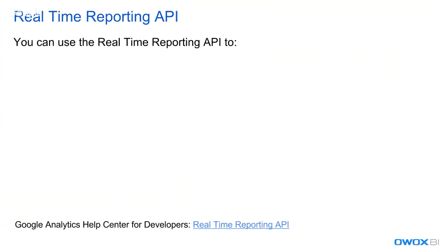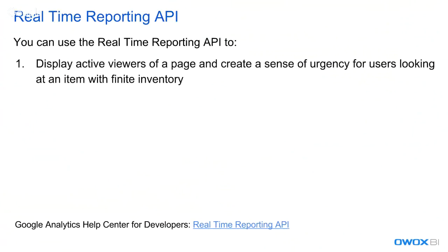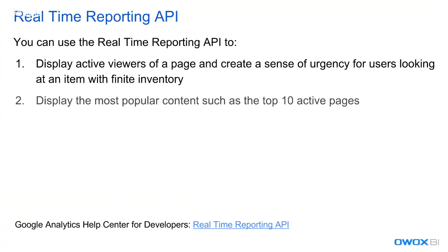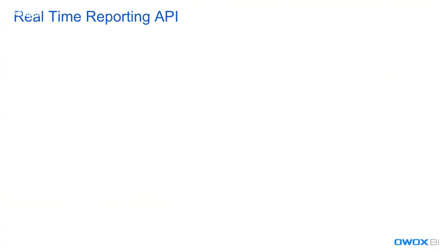With the help of real-time reporting API, you can, for example, display active viewers of a page and create a sense of urgency for users looking at an item with finite inventory. You can display the most popular content, such as the top 10 active pages, and you can create and display a real-time dashboard and many other examples that you want to create on your site.